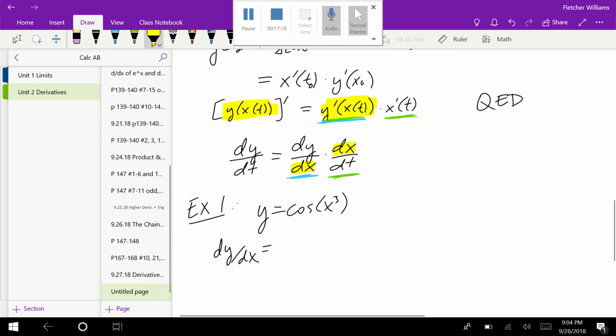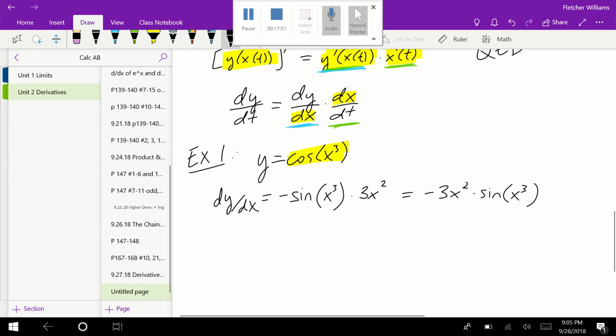So if you look at cosine x cubed, the outside is a cosine function. The derivative of cosine is just negative sine. The inside stays the same. And now the second part is simply, what's the derivative of the inside? Well, the inside is x cubed, so the derivative is 3x squared. Final answer is minus 3x squared times sine x cubed.